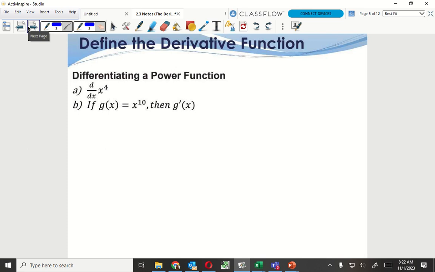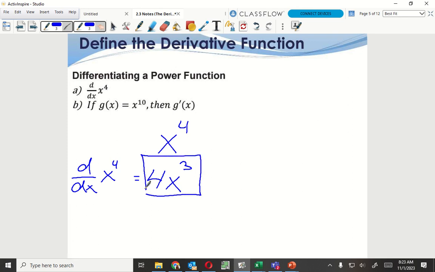Let's actually get to some math then. So take the derivative of x to the fourth. That's what this says. What am I going to do? What number's out front? So it's going to be 1 times 4, which is 4. X raised to the 4 minus 1, which is 3. So we're saying that d dx of x to the 4th is 4x to the 3rd.